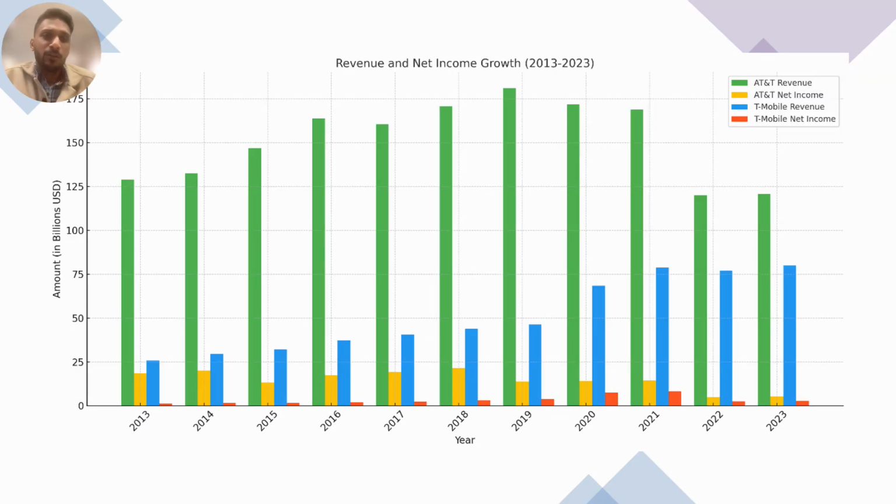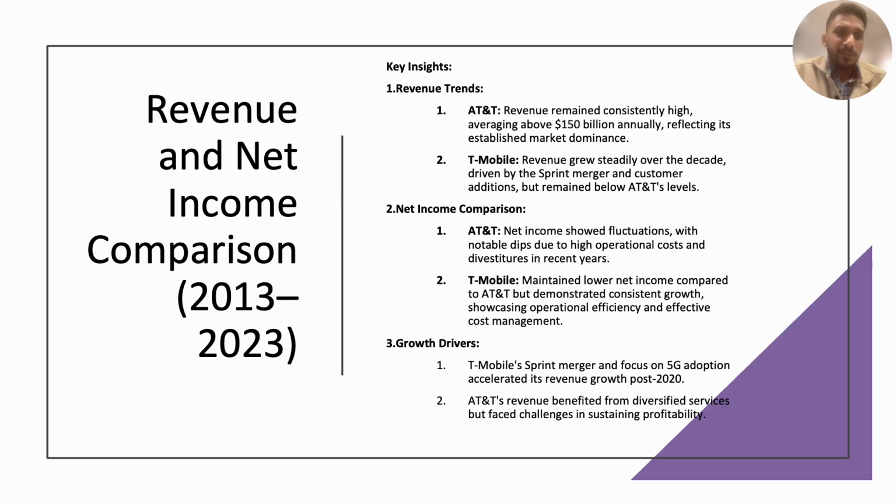In this slide, we can see how revenue and net income growth has been attributed to both AT&T and T-Mobile. We can see that AT&T has been steadily declining in its revenue from 2019 onwards, and T-Mobile has been steadily increasing its revenues from inception until today. In this slide, we will discuss the revenue and net income comparison for AT&T and T-Mobile. For AT&T, the revenue remained around 150 billion annually, reflecting its established market dominance, while for T-Mobile, revenue grew steadily over the decade, driven by the Sprint merger and customer additions, but remained below AT&T's levels.